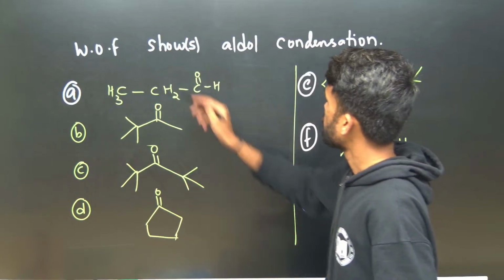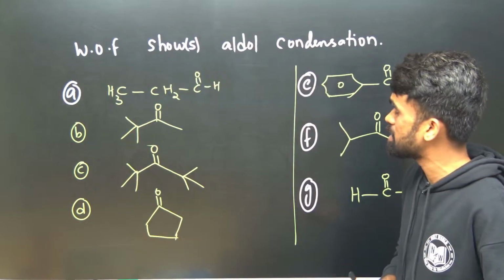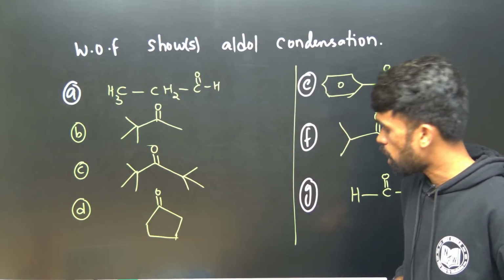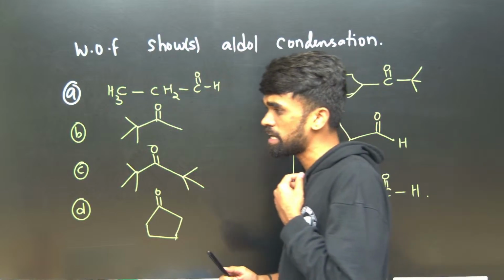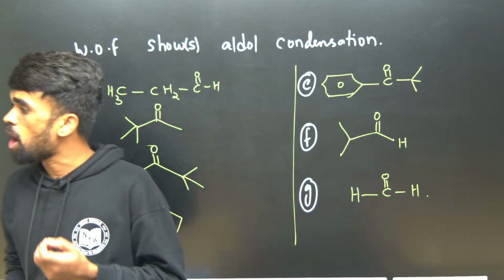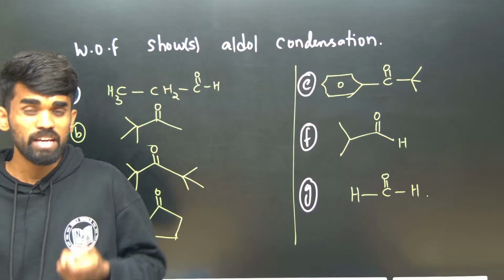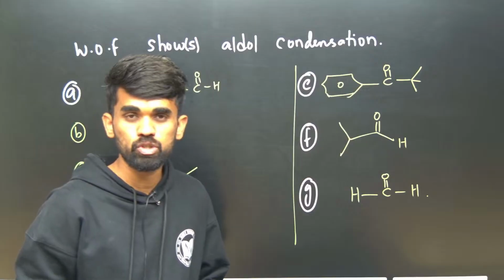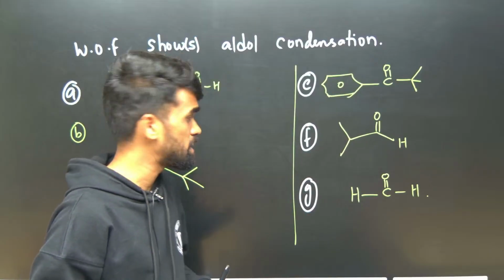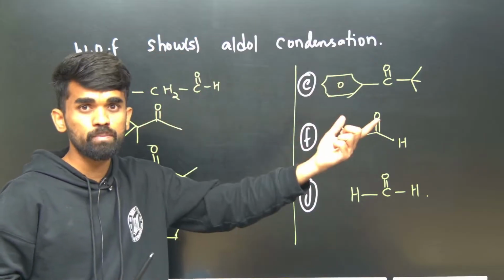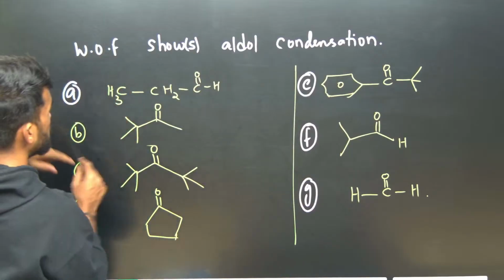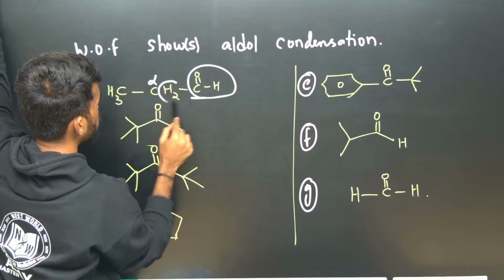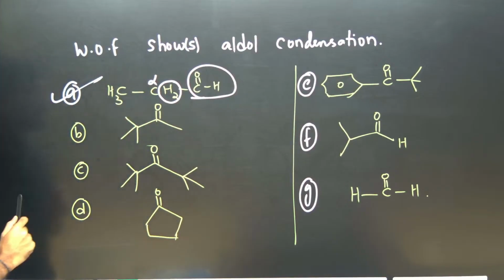Okay, now tell me, which of the following shows aldol condensation? Out of these options, tell me how many of them show aldol condensation. So how can you decide this? In order to show aldol reaction, there should be alpha hydrogens which are acidic, that should be treated with dilute base and give a product. So now check, are there any alpha hydrogens to this carbonyl group? Yes, alpha hydrogens are there, so this will show aldol condensation.